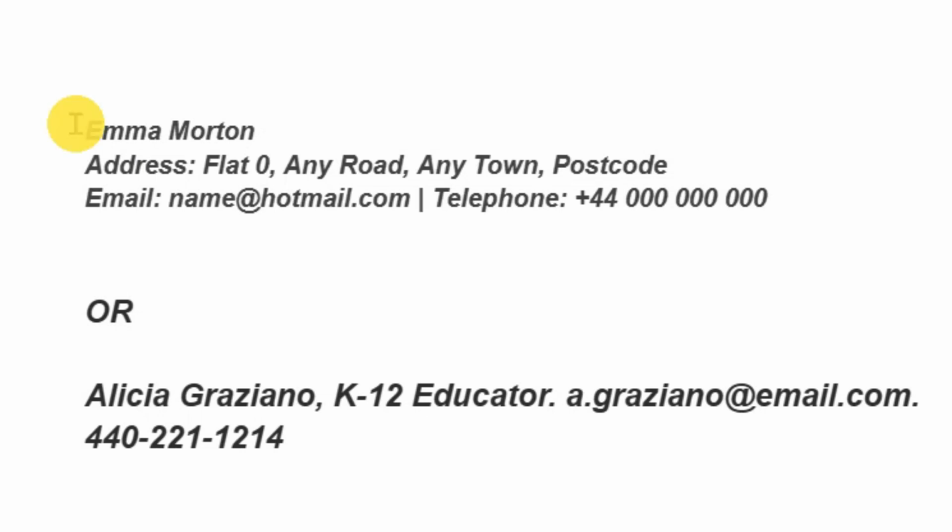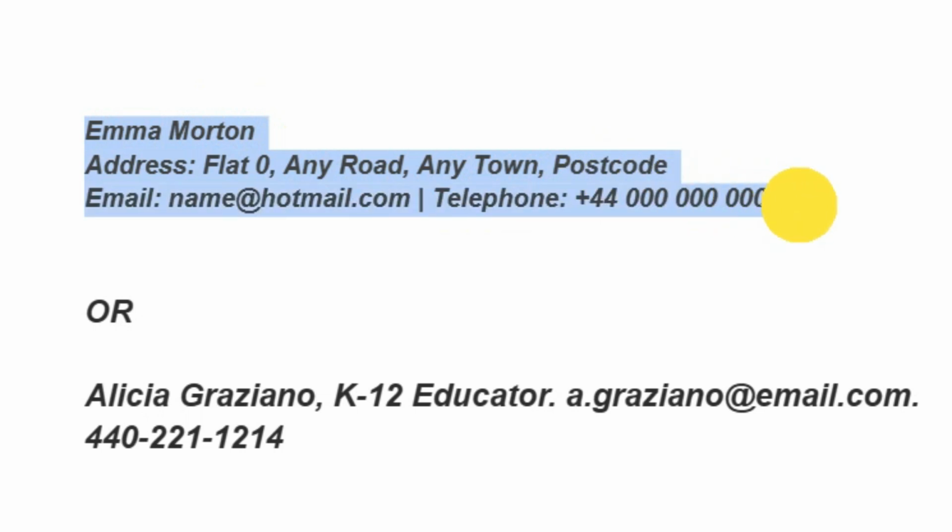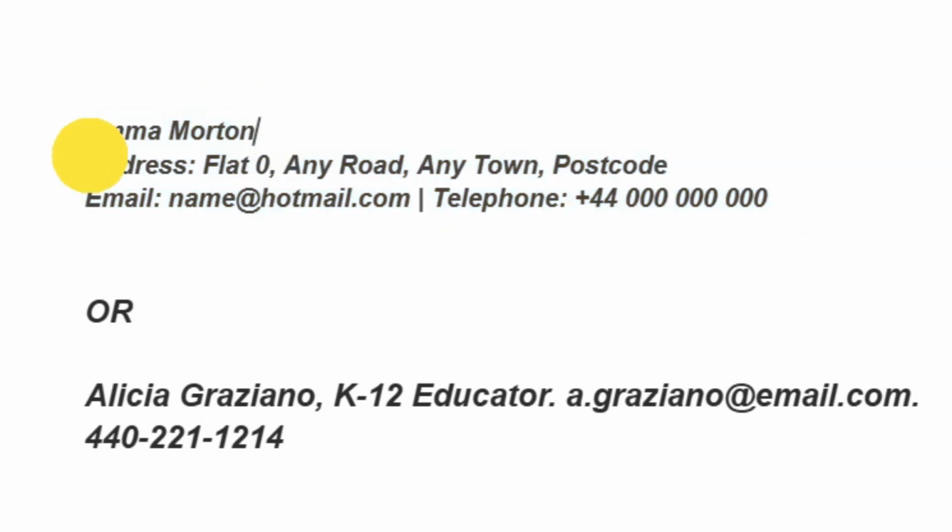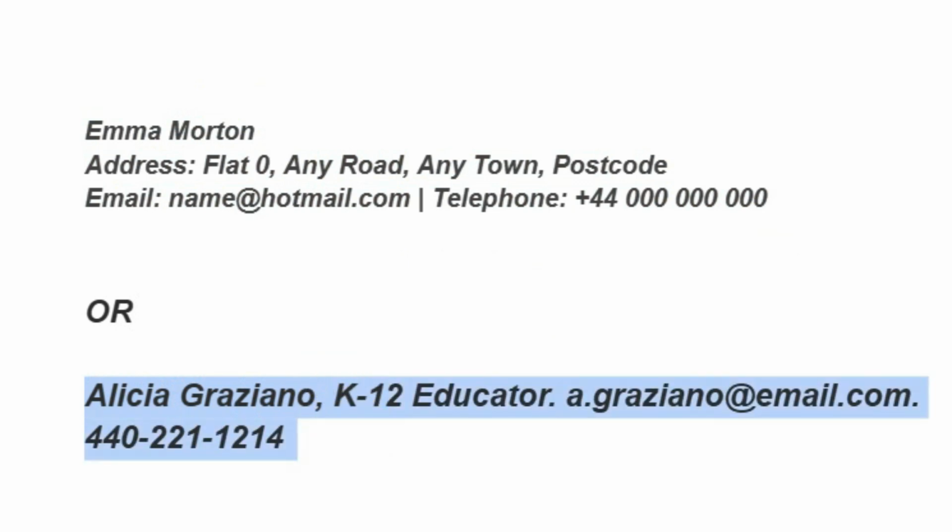Now let's write a CV for ourselves. The first part of a CV is your name and your contact details. This should be straightforward. This shouldn't be vague. It should be simple and concise. So with this one, you are looking at your name, your address, your email address, and your telephone or mobile number. Now after your name and your contact details, you then write your personal statement.